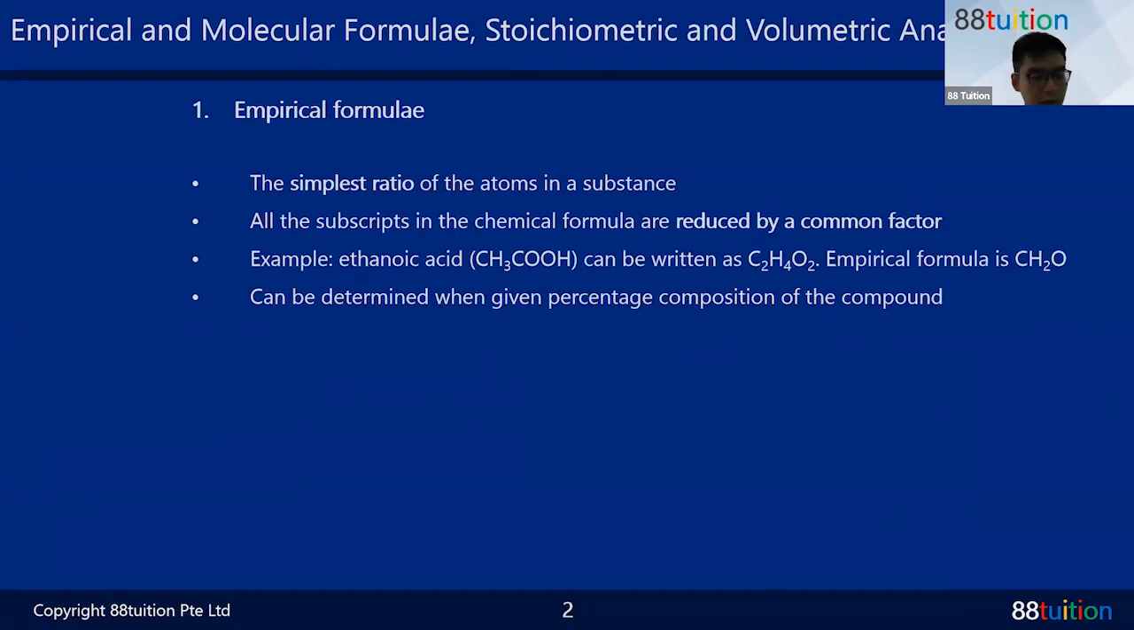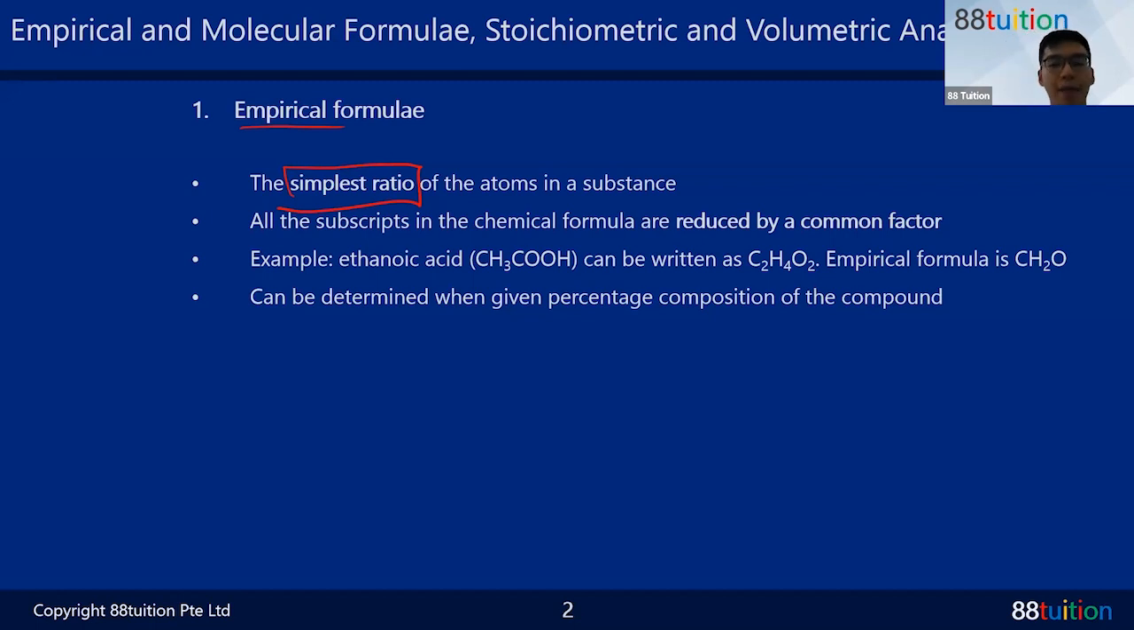The first thing for us to learn is this thing known as empirical formula. So what exactly is empirical formula? Empirical formula basically shows you the simplest ratio of the atoms in a substance. It must be the simplest ratio. It does not necessarily mean it is the actual molecular formula. It's just the simplest ratio.